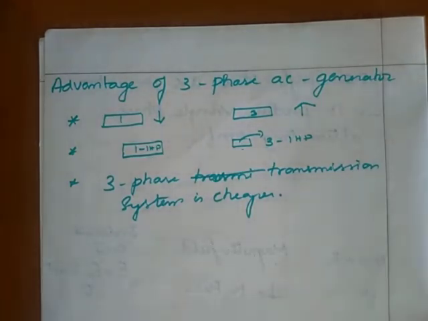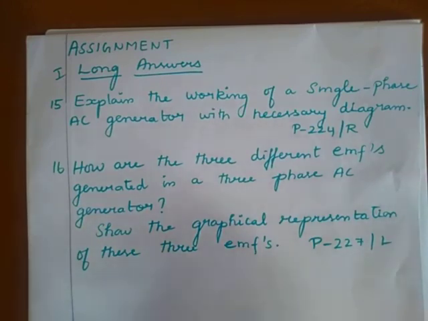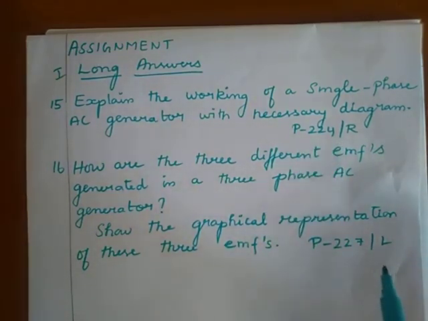Let us see the assignment for today's class. There are only two 5-mark questions. First question, explain the working of a single phase AC generator with the necessary diagram. Second, how are the 3 different EMF generated in a 3-phase AC generator? Show the graphical representation of these 3 EMF. Here the page numbers are indicated. You have to read and write in your classwork note.